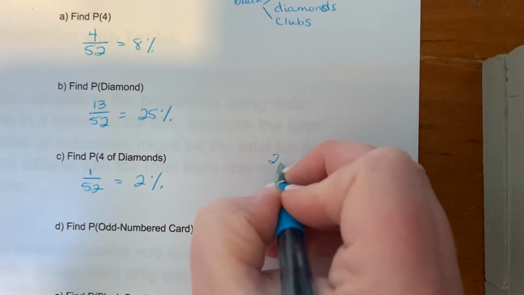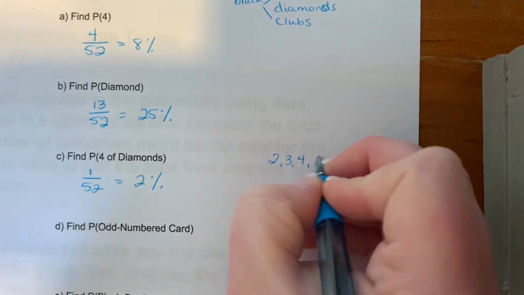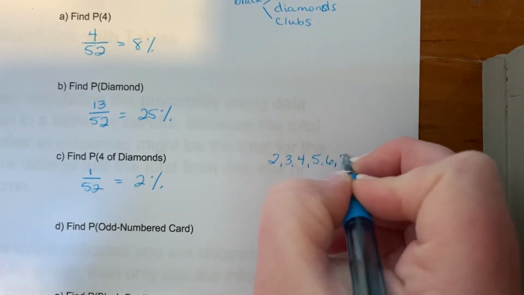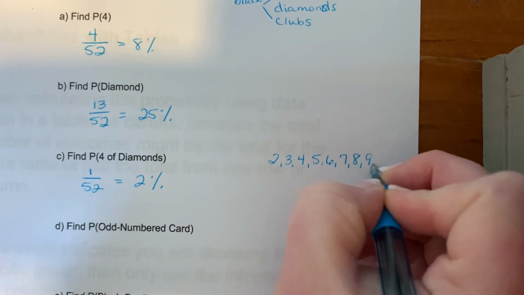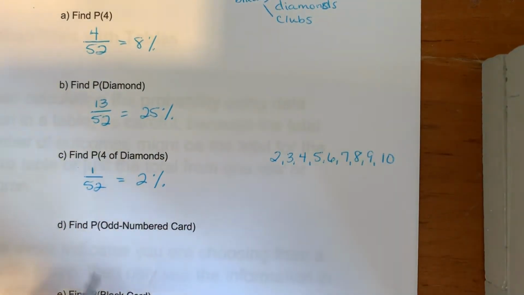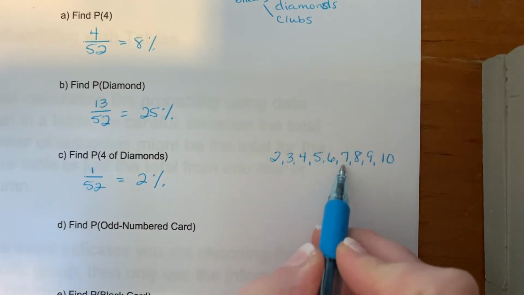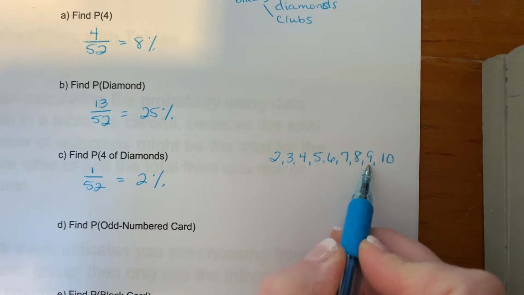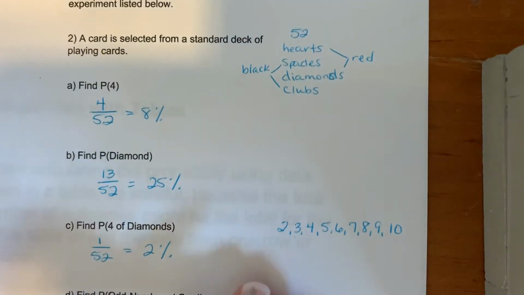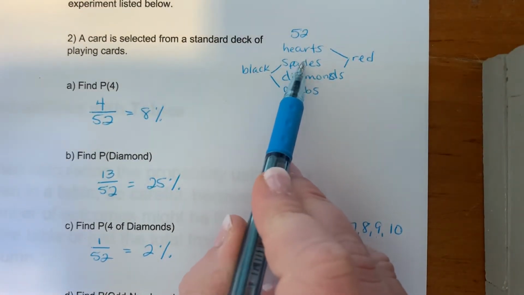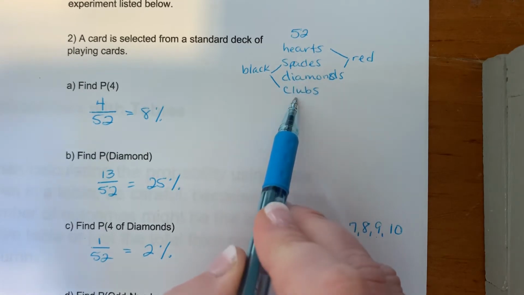So that's 2, 3, 4, 5, 6, 7, 8, 9, and 10. So the probability that you're going to pick an odd number, there's 1, 2, 3, 4. So there's 4 different odd numbers. But each of those odd numbers is a heart, a spade, a diamond, and a club.